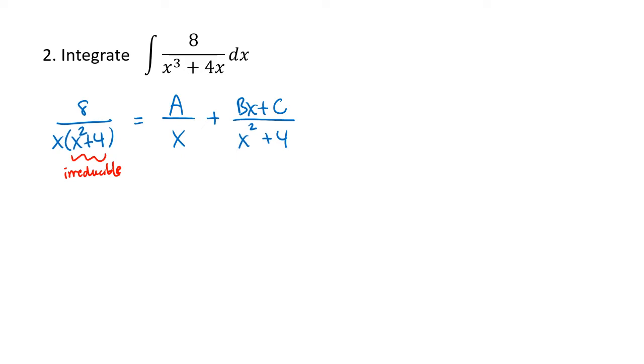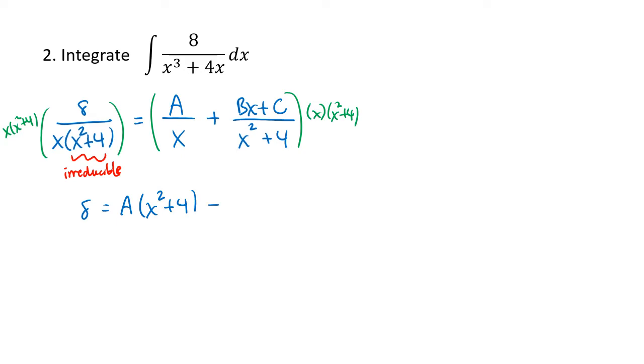Now we're going to multiply both sides by this denominator. We'll multiply both sides by x times x squared plus 4. That'll clear out those denominators, get rid of those yucky fractions. So we get 8 equals a times x squared plus 4, plus bx plus c times x.